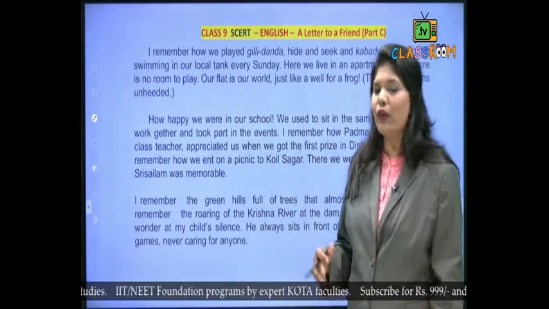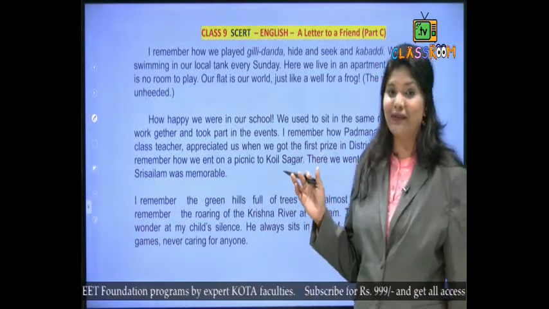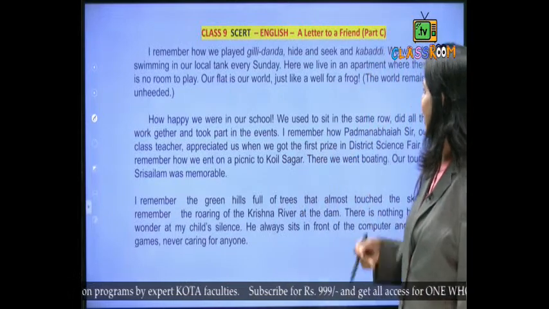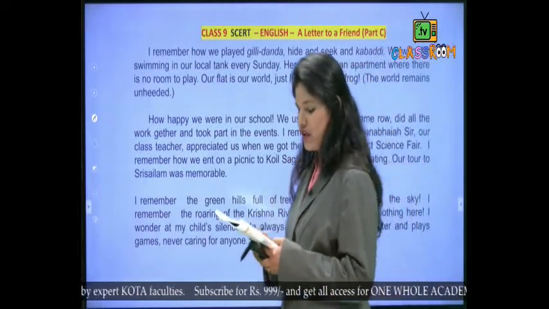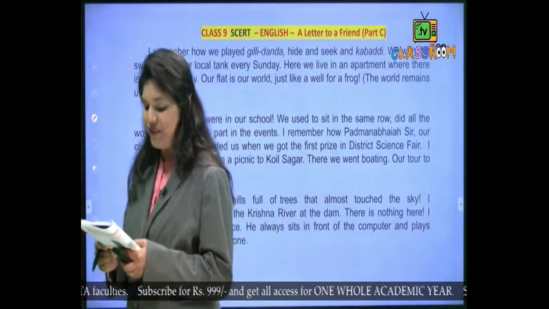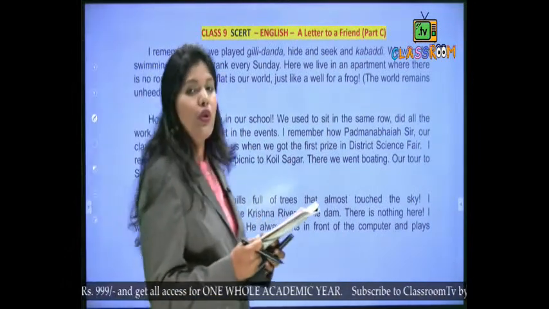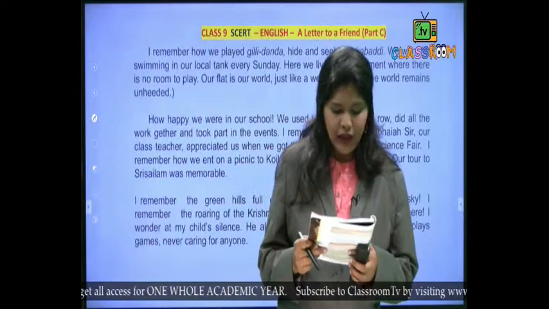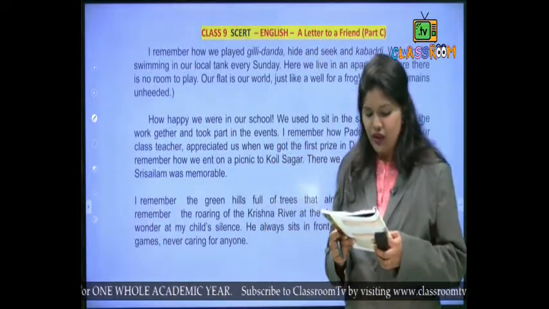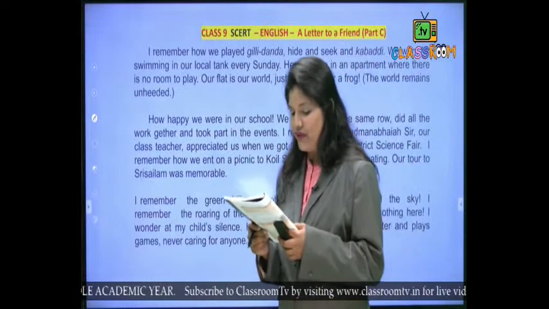I remember how we played gilli danda, hide and seek, and kabaddi. We went for swimming in our local tank every Sunday. Here we live in an apartment where there is no room to play. Our flat is our world, just like a well for a frog.